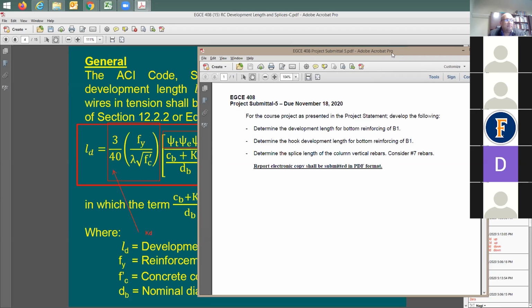Sorry, Professor. Can we apply this number 7 rebars for the B1, the first 2 items? So the development length and the hook development? Well, what rebar size did you have in your analysis when you did the design for B1? Did you use number 7 rebars? I don't know. I have to look. Okay, so look at what you have used and just use it. So if you have number 8, use number 8. It's going to be 1 inch. If you have number 7, right?